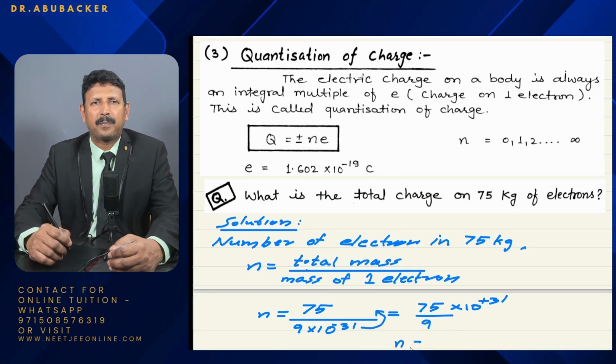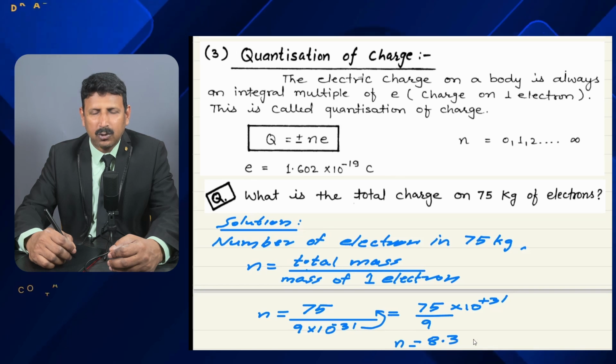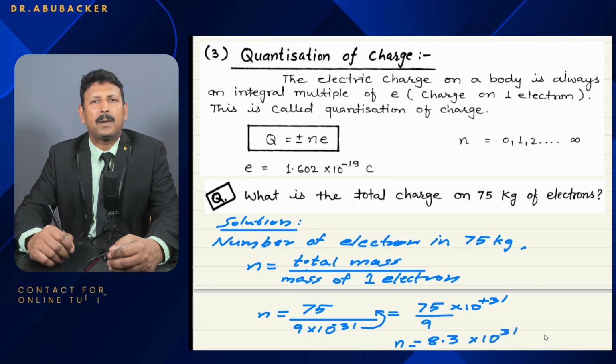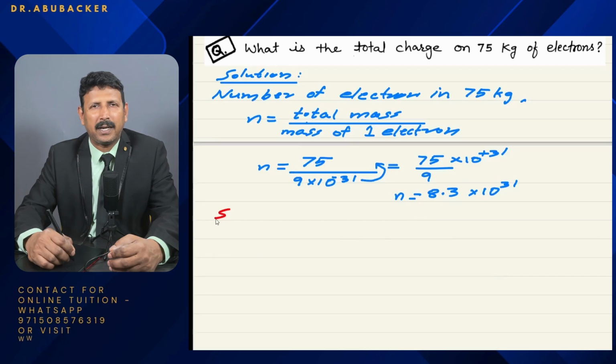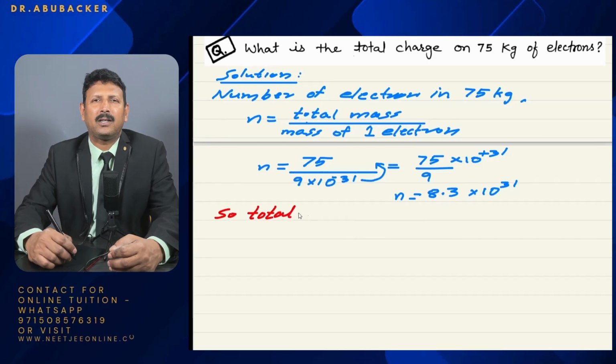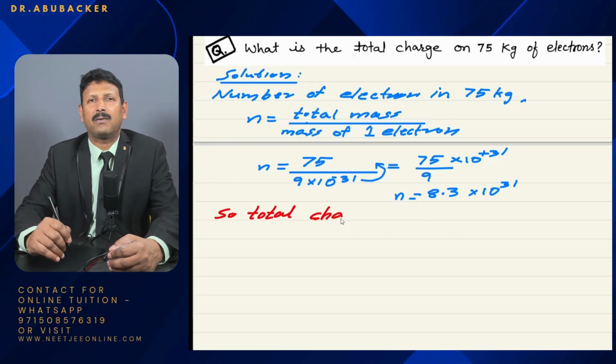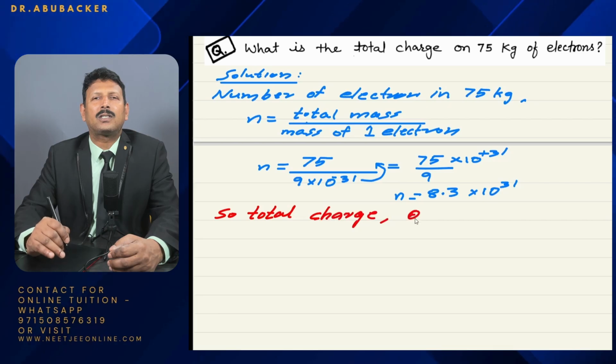So divide. The denominator 10 raised to minus 31 will go to the numerator, so plus 31. So n is equal to, after dividing 75 by 9, you will get 8.3 into 10 raised to plus 31. This many electrons are there in 75 kilograms of electrons.